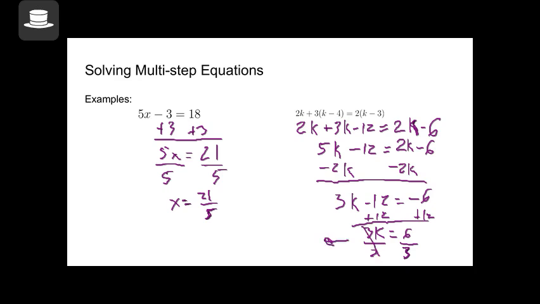So that would be another example of solving a multi-step equation. Again, just clean it up first by maybe expanding it out, maybe simplifying it, maybe doing both, and that will allow you to do your steps.